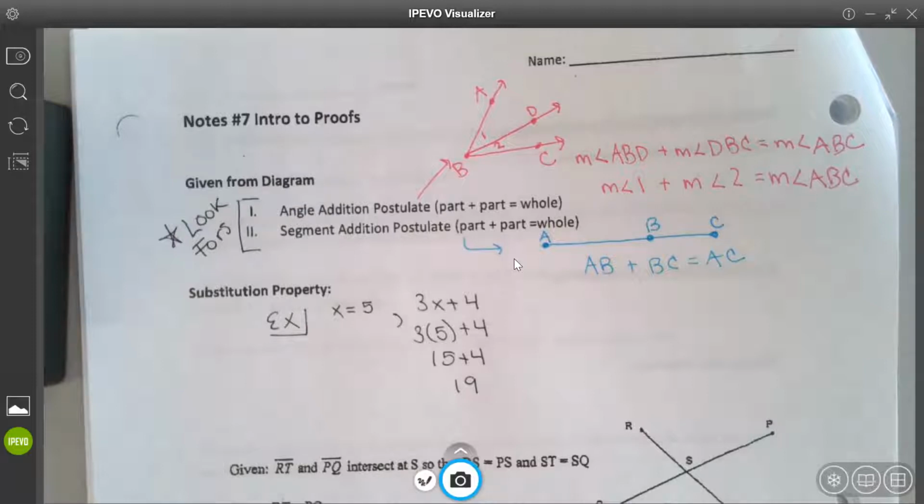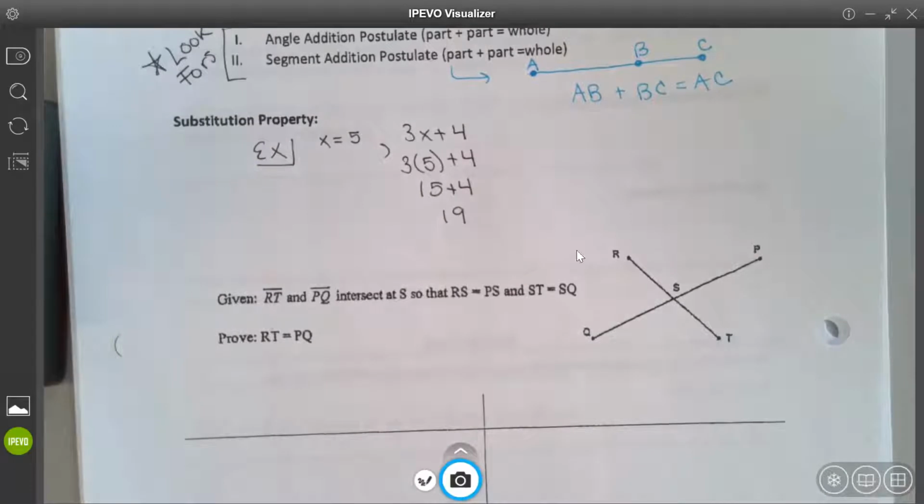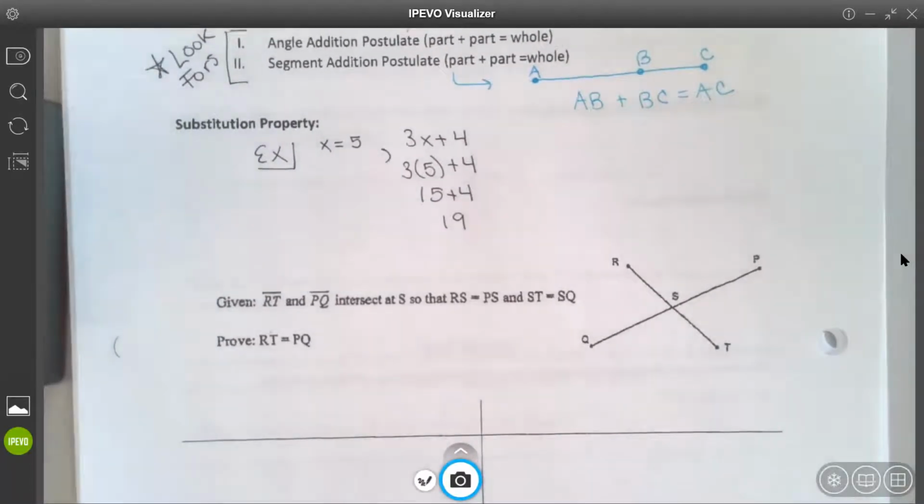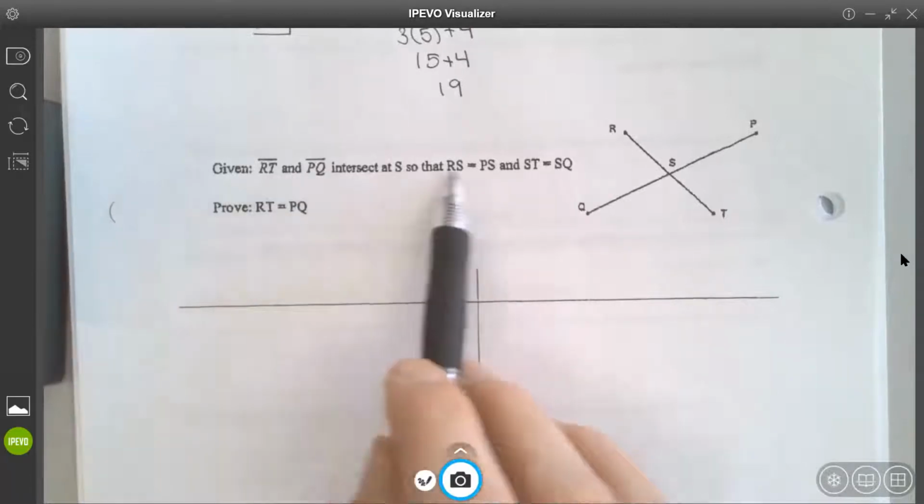Okay, so now I need you 100% with me while we do these proofs. So here we have our first geometry proof, not an algebra proof. When I approach a proof, there's a few things I want to do. So first, I want to go through the givens.